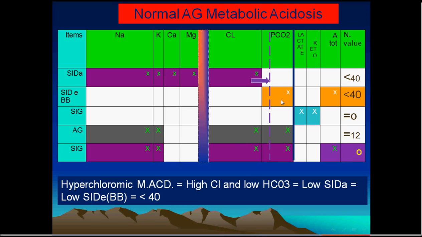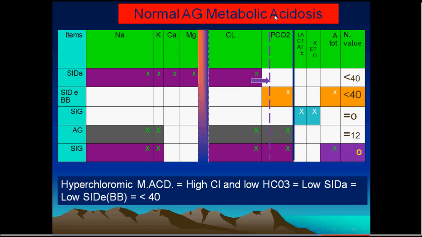This is a normal anion gap metabolic acidosis: a decrease in the bicarbonate. Decrease in the bicarbonate in this buffer base, so for sure it will be less than 40. This is total weak acid 16, and this is 24. This is from 40. But the normal anion gap metabolic acidosis is a decrease in the bicarbonate, so it will be less than 40.